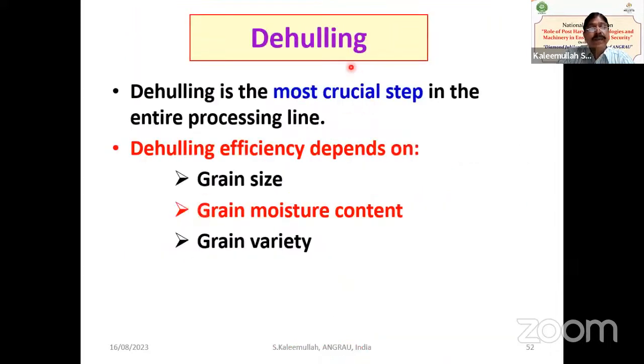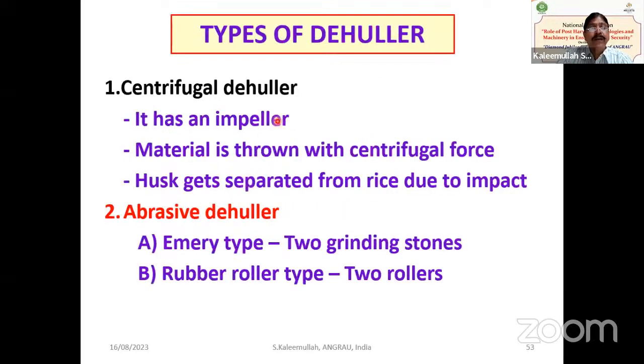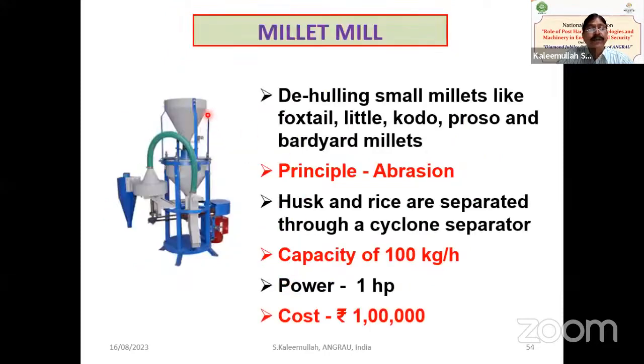The other one is the dehulling operation, that is the removing of the husk. It is a very crucial step, and it all depends on the grain size, grain moisture content, and the grain variety. In the market, different types of dehullers are available based on the centrifugal principle and the abrasive principle. In the case of the abrasive, they will have the emery type or the rubber roller type.